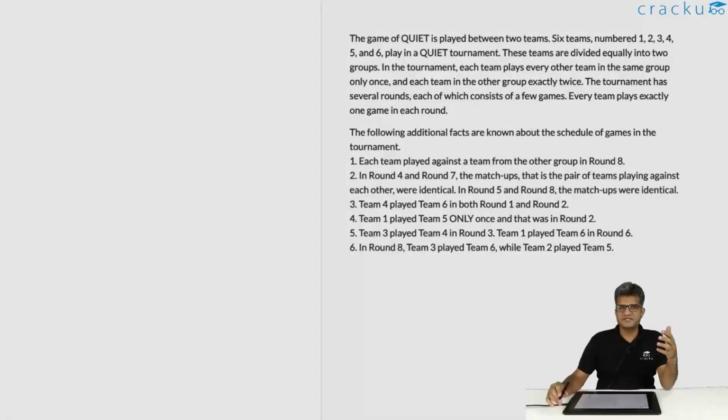This is a question which is part of the games and tournaments. This kind of question is a very normal, very standard question, which has been asked multiple times in previous years' CAT. So let us try to answer this. We are told that there are 6 teams. The teams are numbered from 1 to 6.